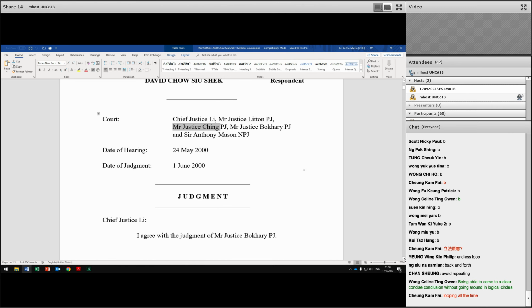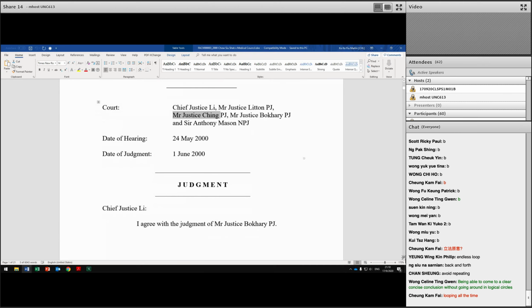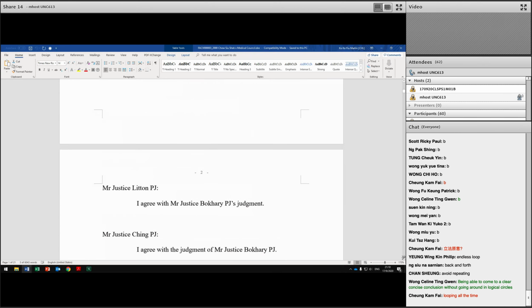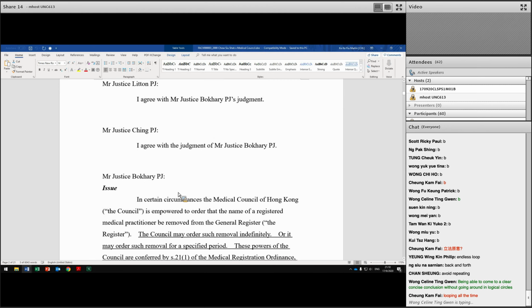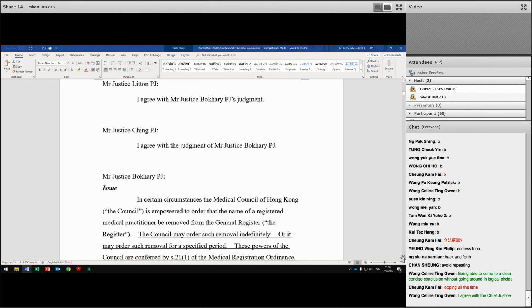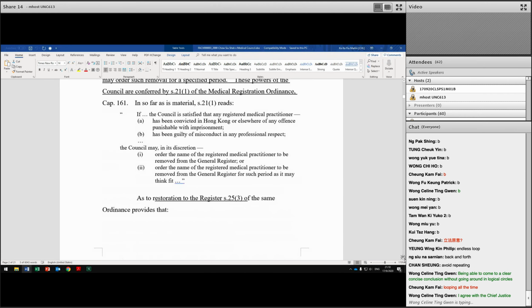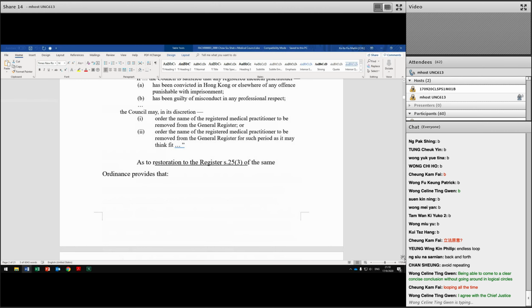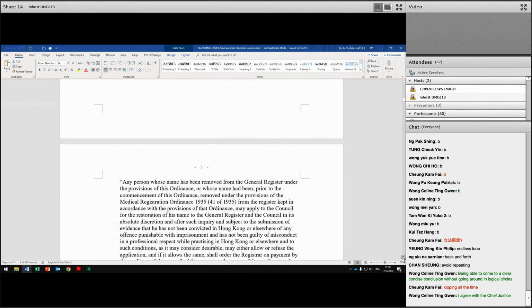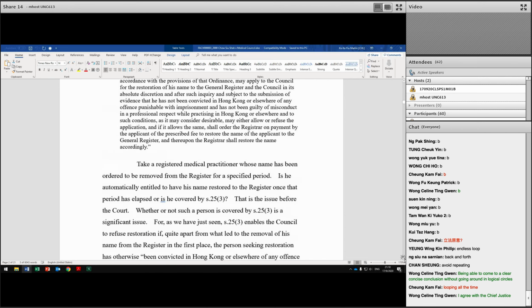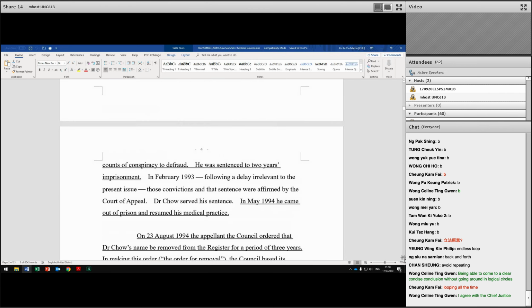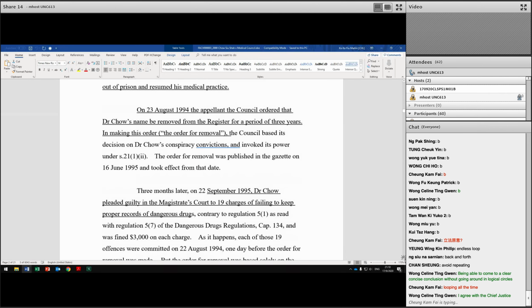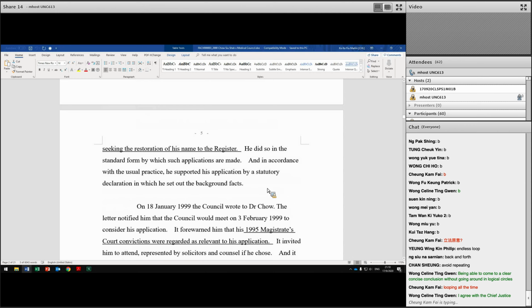So for this one, the judgment was delivered by Justice Bokhary. For other judges, the job is very simple. They only say, "I agree with the judgment of Mr. Justice Bokhary, PJ." So section 21(1) and also section 25(3). Deutscher was convicted 2 times.